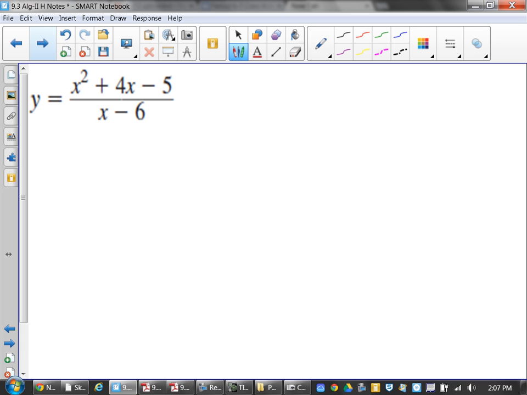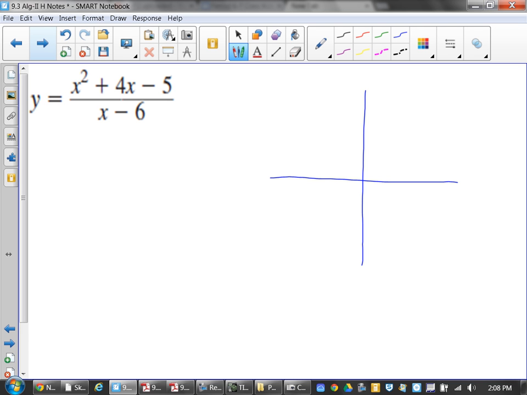Okay, let's look at this. I'm going to walk through all the steps that you'll have to do with these things, and like I said, after you do it a couple times, it's really quite simple. So I have y equals x squared plus 4x minus 5 all over x minus 6. And what we're going to do is some rough sketch of the graph. So in order to do a rough sketch of the graph, I got to plot an x and a y grid just to start.